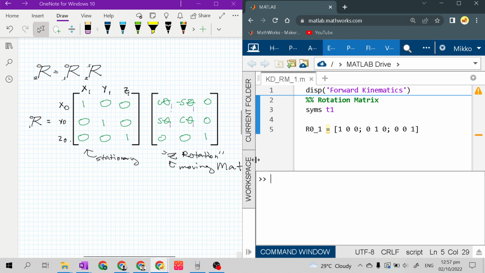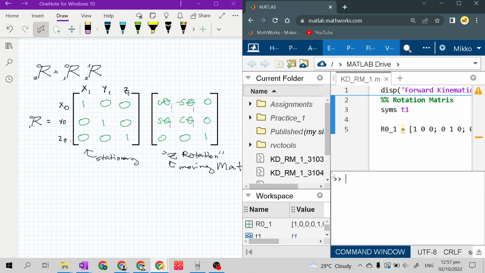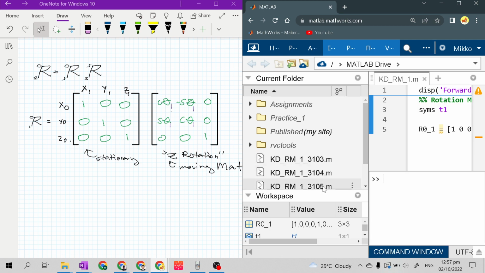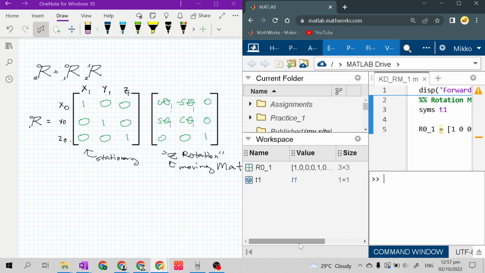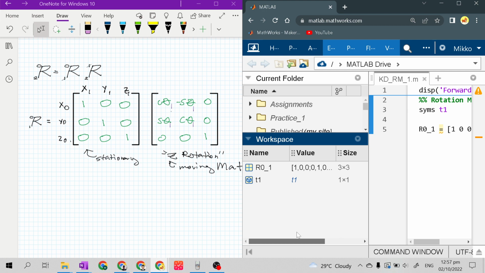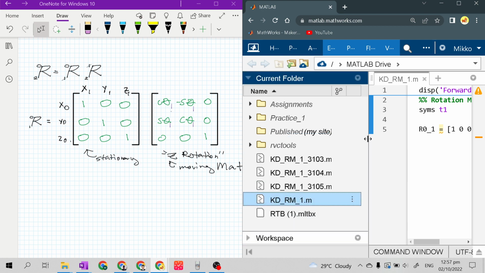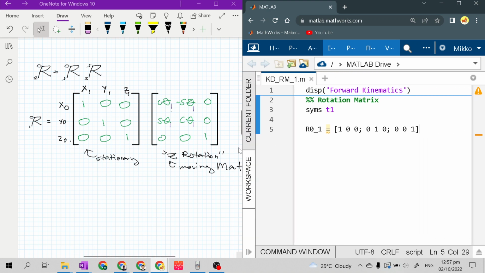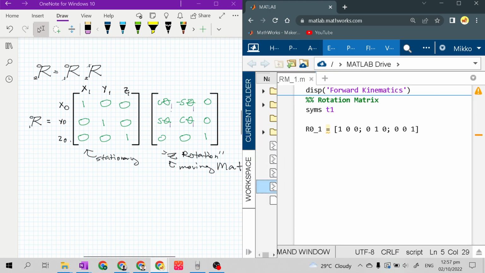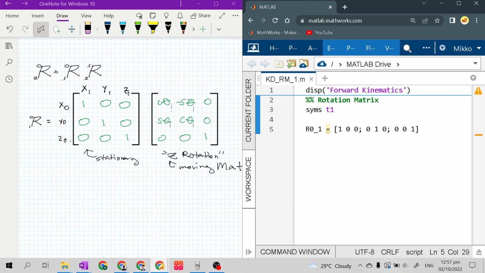So I forgot to show the workspace. So in workspace, we have here R01 with the value of R01, and the size is a 3 by 3. So we have here a 3 by 3 matrix. Okay. Next, we will multiply it to another 3 by 3 matrix, which is a z-rotation matrix.